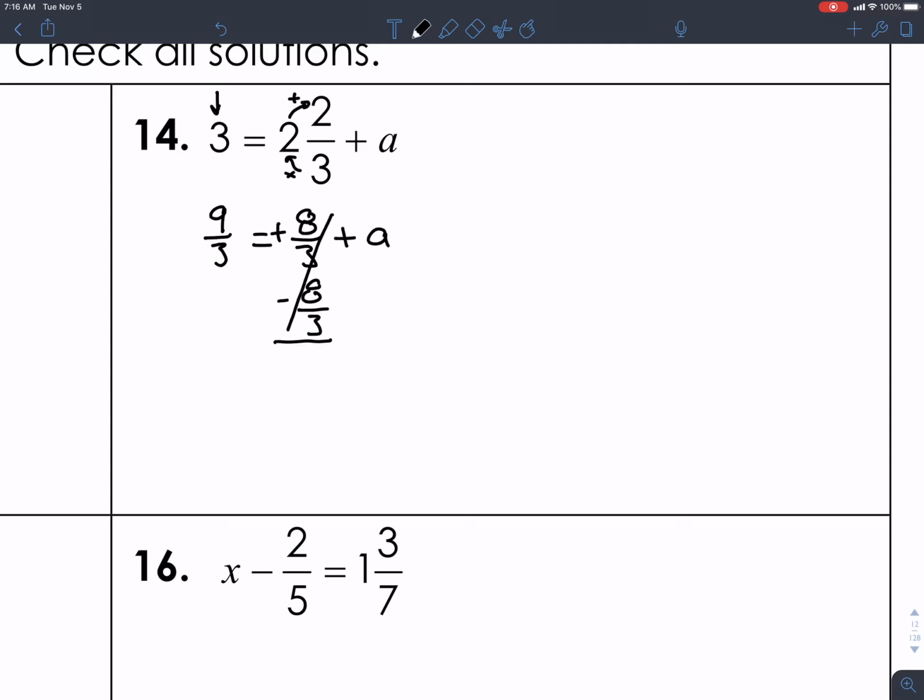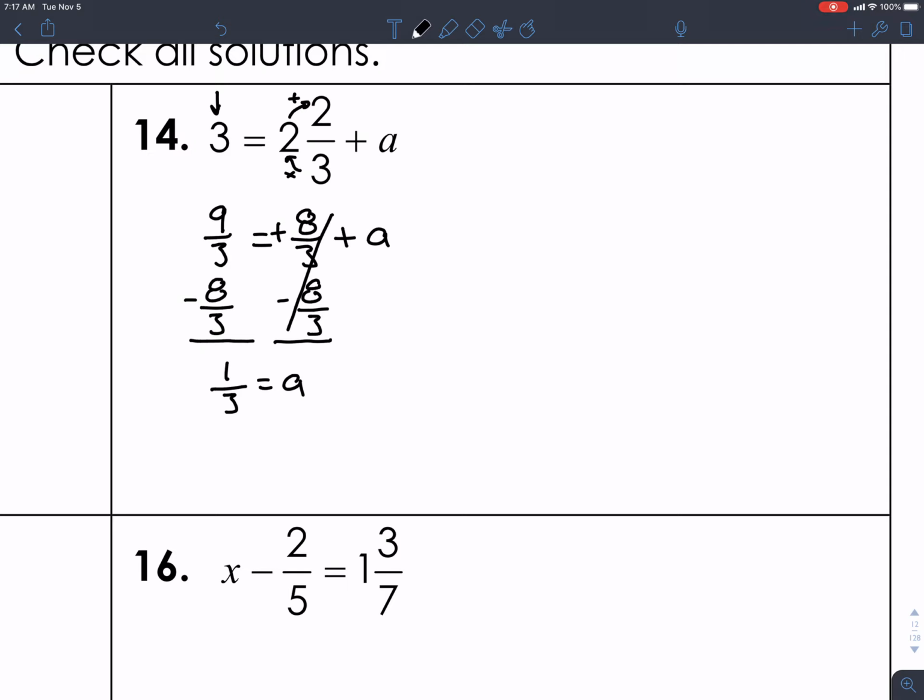And remember, you need your equal bar below it all the time except when you're multiplying and dividing. Multiplying and dividing is a little bit different. We're not doing that yet. And I also need, remember, my teeter-totter or my seesaw. I need to do the same exact thing on both sides of the equal sign, the left and the right. Well, what's 9 minus 8? That's 1, and the third stays. So A equals 1/3. Okay?